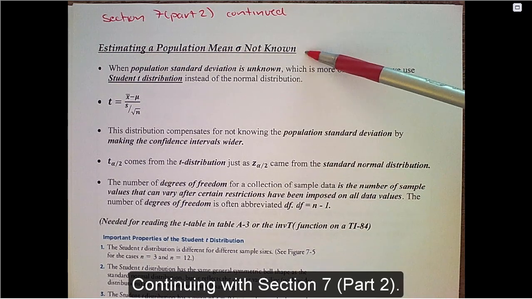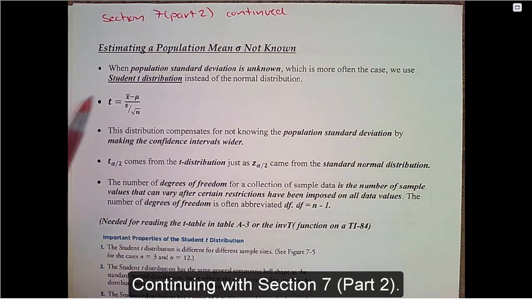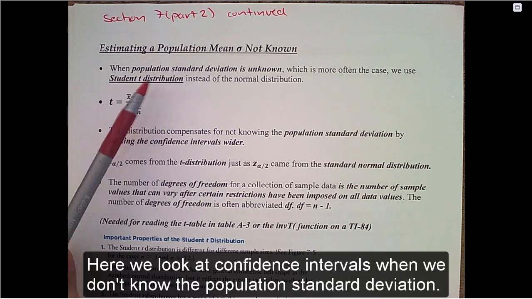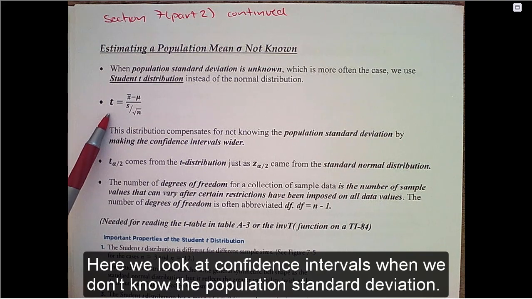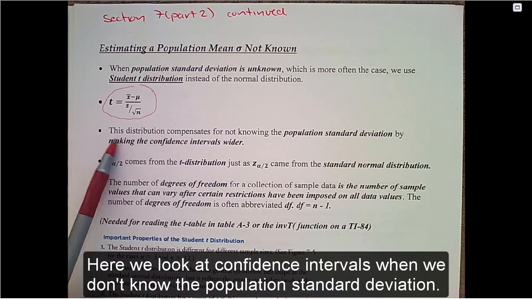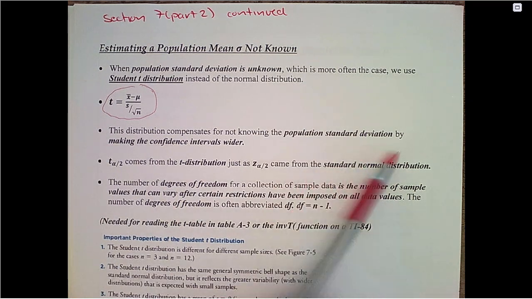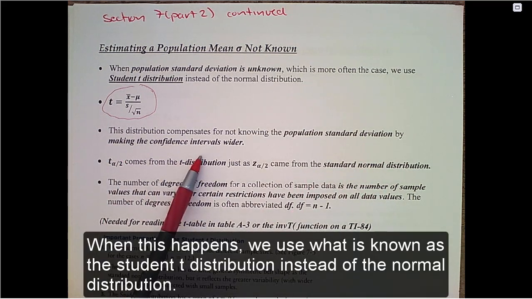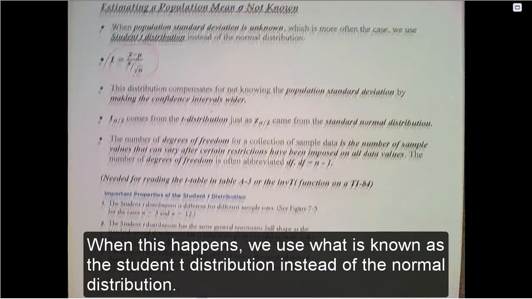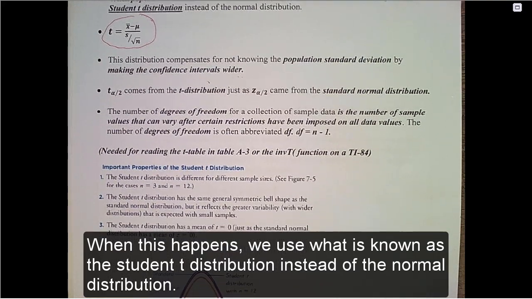Continuing with Section 7, Part 2, here we look at confidence intervals when we don't know the population standard deviation. When this happens, we use what is known as the student t distribution instead of the normal distribution.